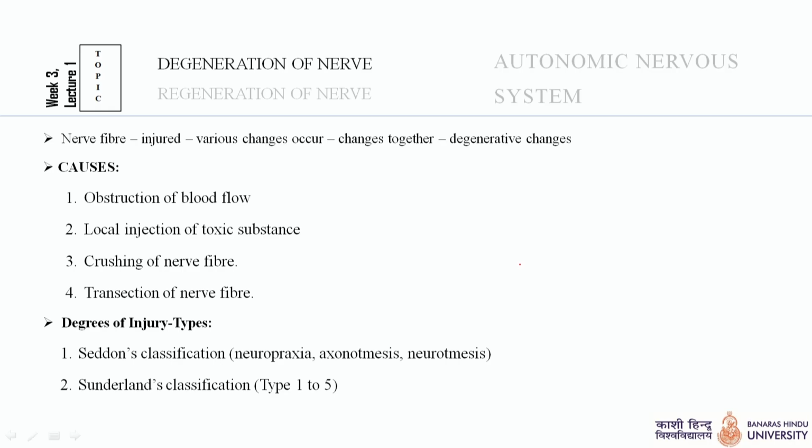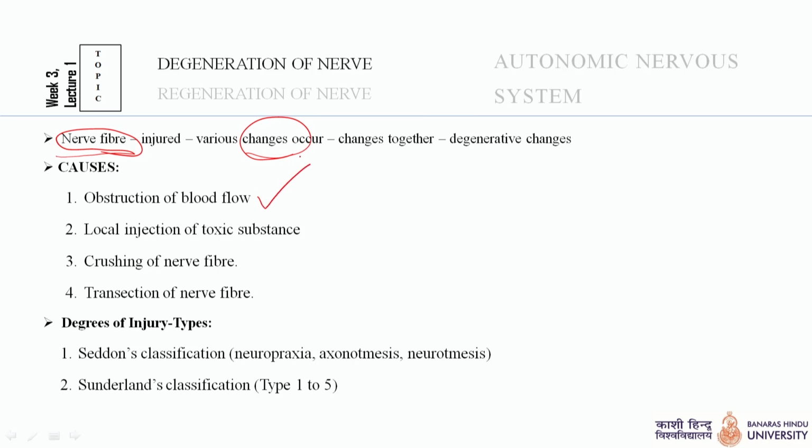So, what is degeneration of nerve fiber? Whenever nerve fibers get injured due to various reasons, some changes occur in the nerves. These changes together are called degenerative changes. This degeneration happens due to many causes. The first important cause is obstruction of blood flow, because blood flow is one of the important media that carries oxygen to the nerve fiber. So when it gets obstructed, that results in functional loss.